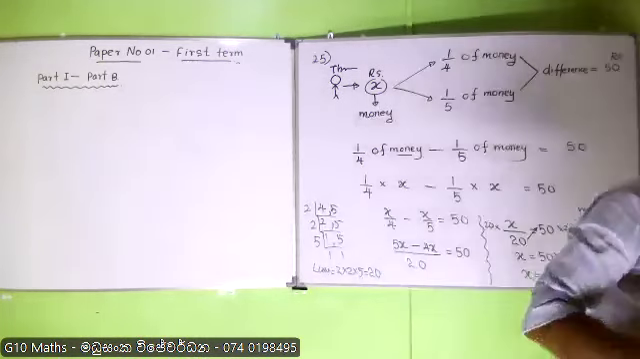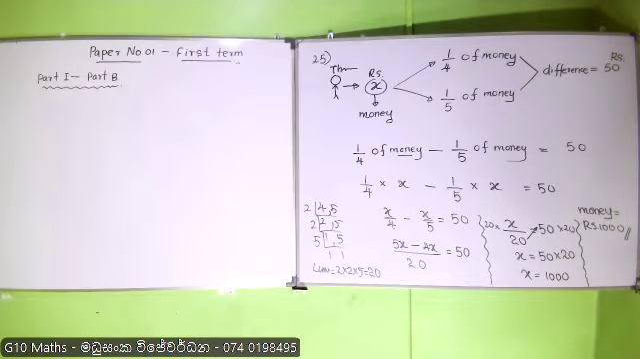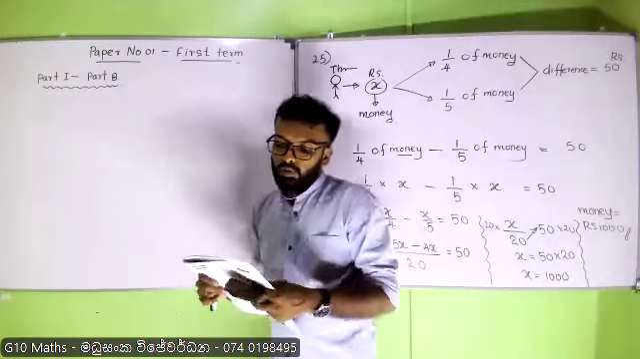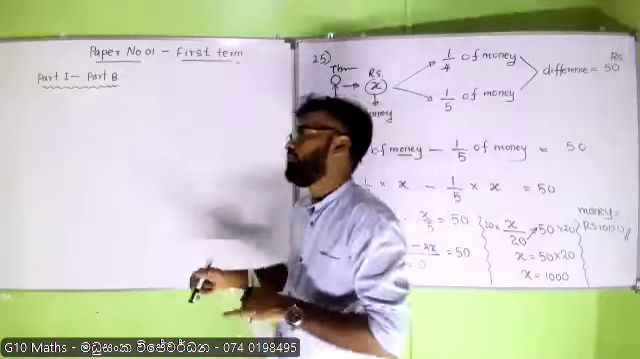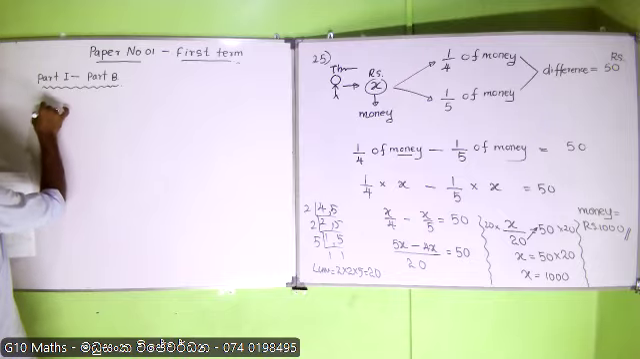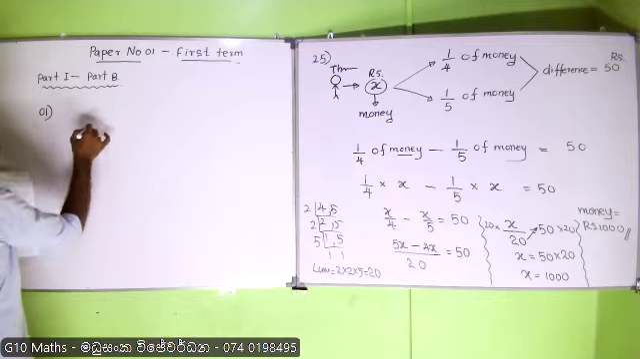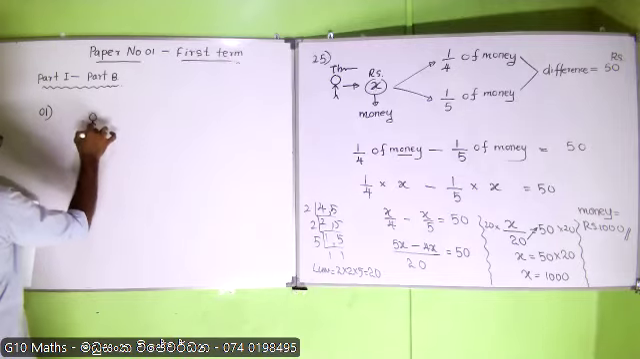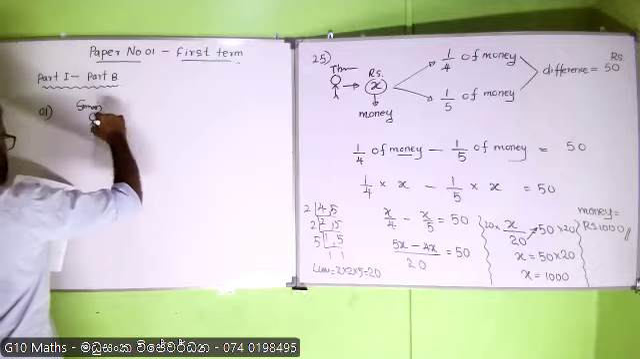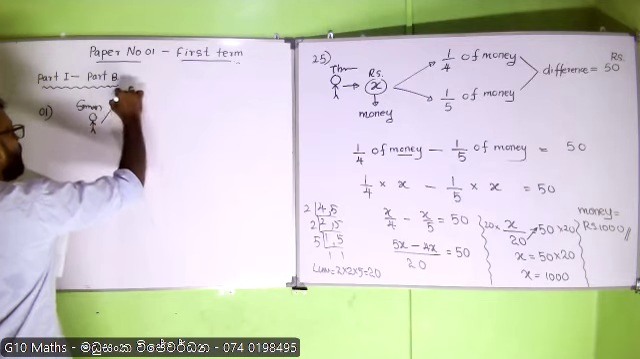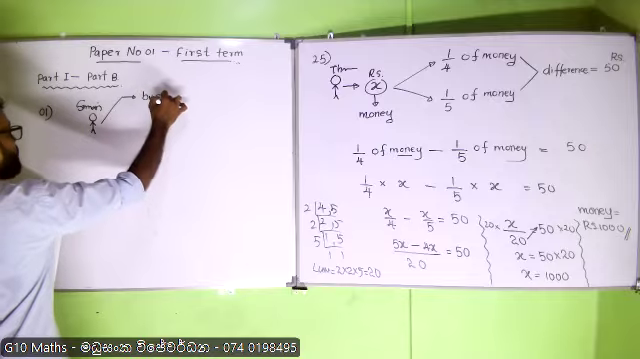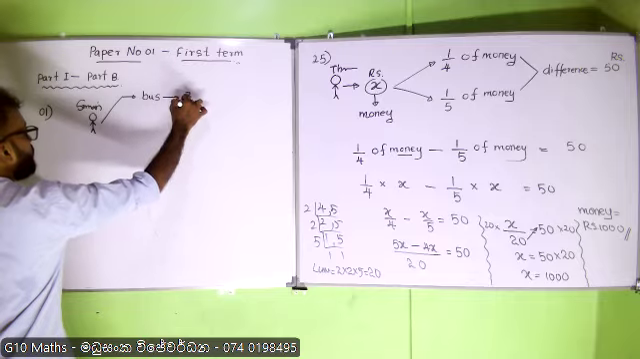Right, there is a story you need to understand. Someone goes 3/5 of a journey by bus. Question number 1. So there is a journey, and by bus he travels 3/5.